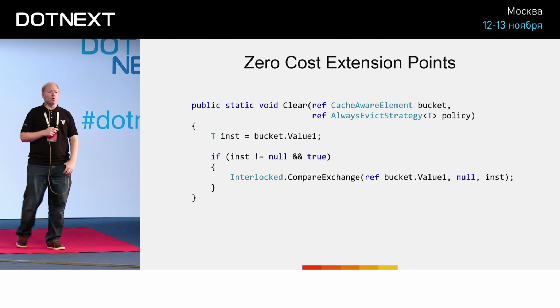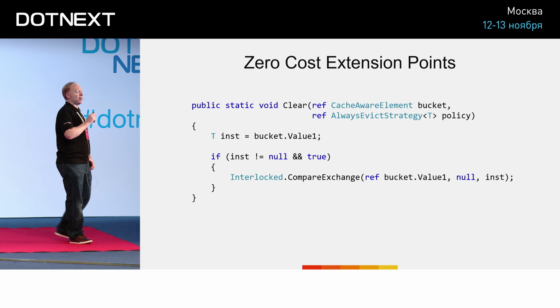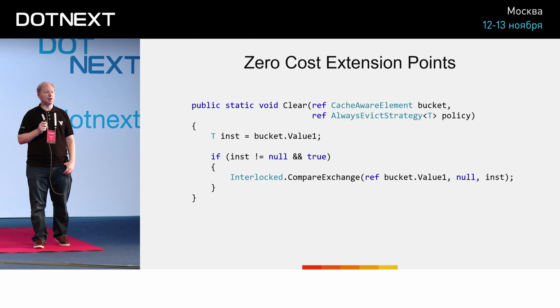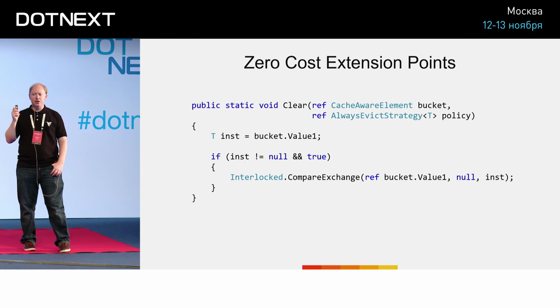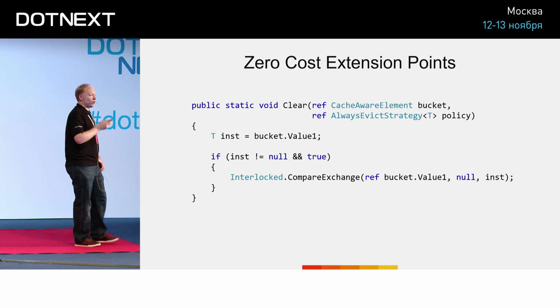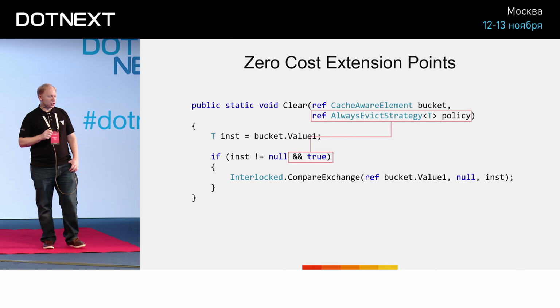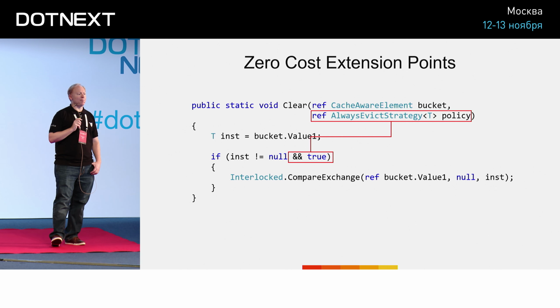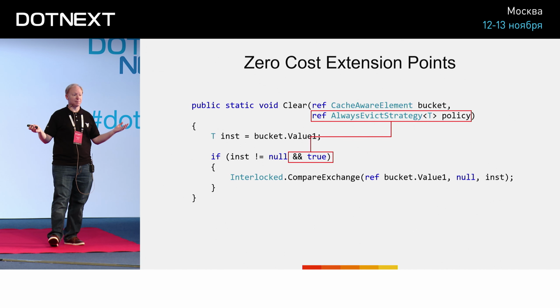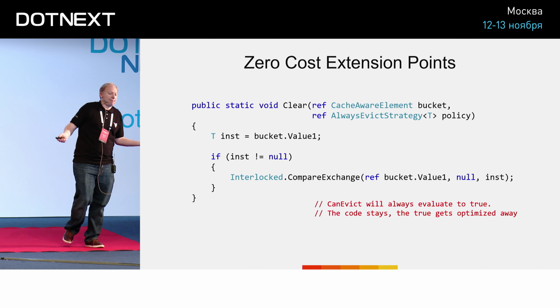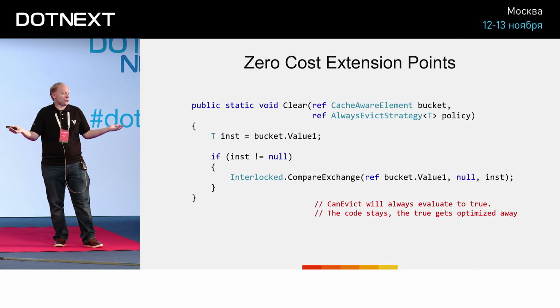In the case of always, this is what the just-in-time compiler sees. Realize that there's no longer a type parameter in the clear. We have a type parameter here. We don't have it here. This is an entirely different code path. In this code path, what we get is a fixed reference to the always evict strategy of T. So the interesting thing is that the can evict becomes true because it is a constant. Constants usually get inlined, even if we don't ask them to. So, as it is true, there's no reason why I would check it. Just get rid of it.